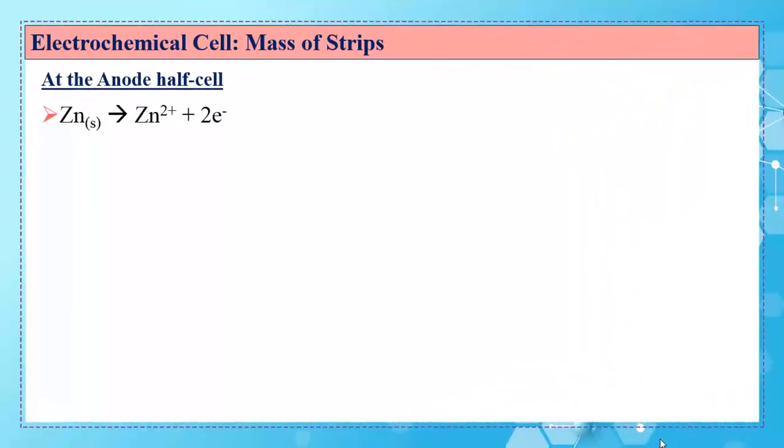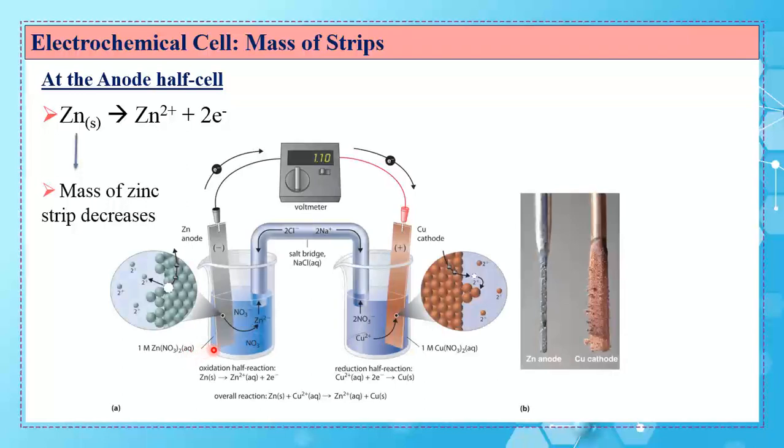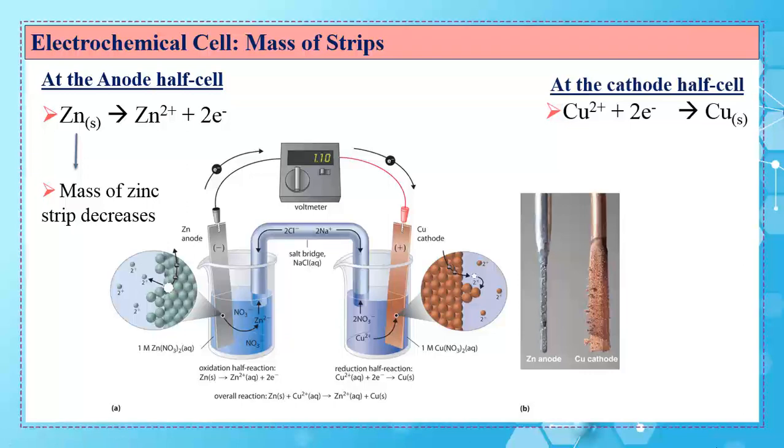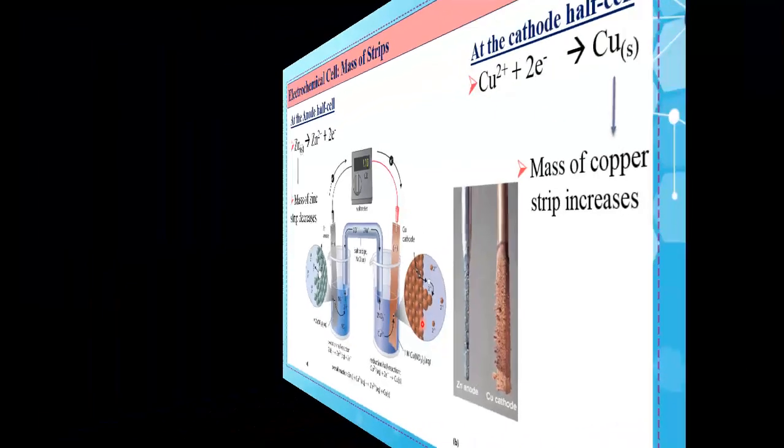At the anode half cell, Zn is becoming Zn2+. So Zn here is a reactant and its mass will normally decrease, as shown in the following figure, where Zn is losing electrons and becoming Zn2+. The mass of Zn here at the anode is decreasing. However, at the cathode half cell, Cu2+ is becoming Cu. Cu here is a product, so its mass will normally increase. This is also shown in this figure, where Cu2+ is becoming Cu and depositing on the metallic strip.